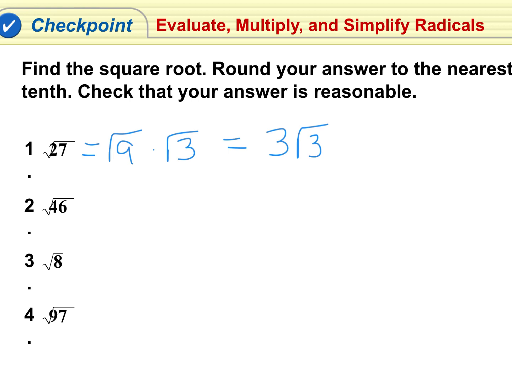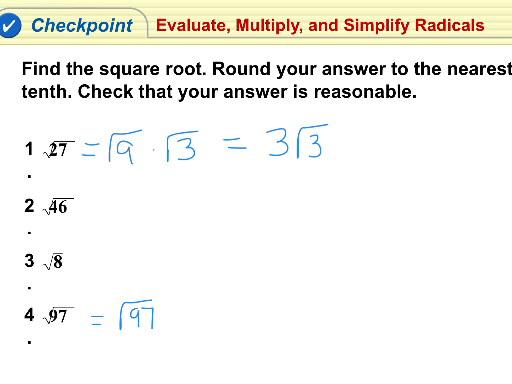Let's look at number 4 together. Is that in our list? No. So what do we do next? Go through the list. Okay? I want you to go through the list. See if you can find one. What's happening? Nothing goes into it. So if nothing goes into it, can we simplify? No. So your answer is just square root of 97. That can happen. Okay? Sometimes there's nothing that goes into it, so we just leave it as it is.